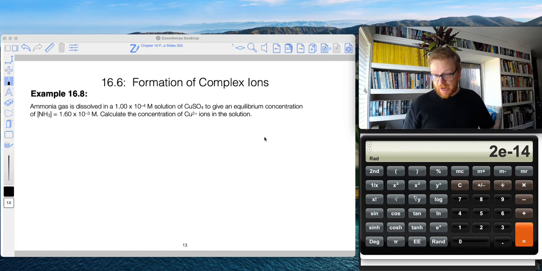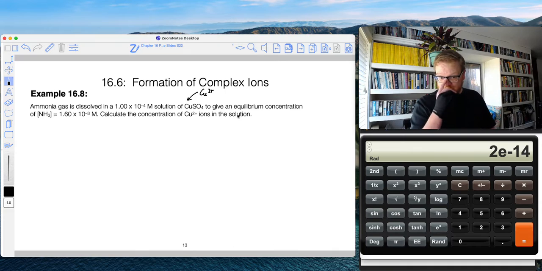Okay, so let's do a sample problem. So here we have an example 16.8. Ammonia gas is dissolved in a 1 times 10 minus 4 molar solution of copper sulfate. I'll remind you that's copper 2 plus because the sulfate is SO4 2 minus, to give an equilibrium concentration for ammonia of 1.6 times 10 minus 3 molar. Calculate the concentration of copper 2 ions in solution.